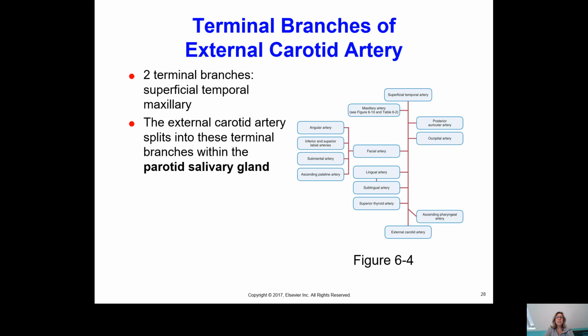Then you've got the terminal branches of your external carotid artery. You've got two of them, the superficial temporal and maxillary. The external carotid artery splits into these terminal branches within the parotid salivary gland. So it runs along here. Your parotid gland is right here in your cheek area, and it splits. And so your superficial temporal, which would be close to the skin, is going to run up here to the temple, and your maxillary is going to come this way to the maxillary.